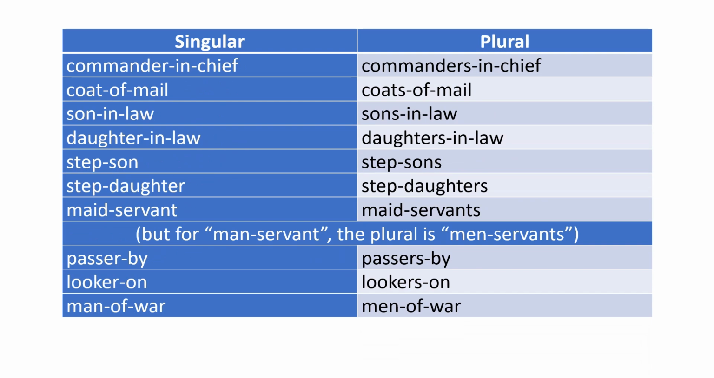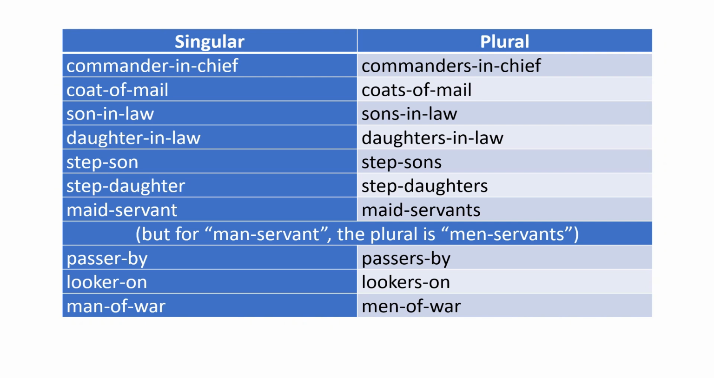Now, commander in chief. Principal word means the main word. Commander in chief, which is the main word? Commander. So how to make the plural of this compound word? Commanders in chief. We will add s into the main word or the principal word. Commander is the main word, principal word, and therefore we added s to it, and it becomes commanders in chief.